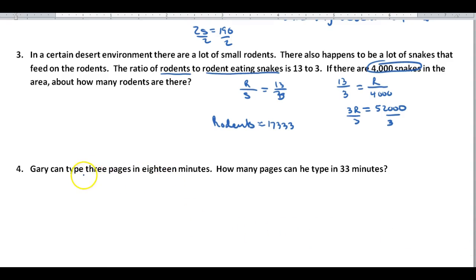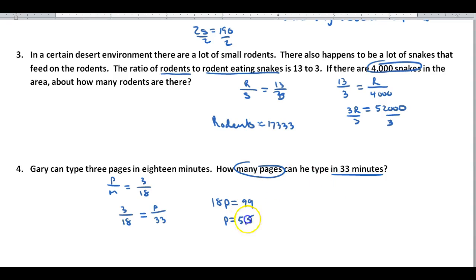Gary can type 3 pages in 18 minutes. So pages to minutes is going to be 3 pages, 18 minutes. So 3 over 18, how many pages? I don't know the pages here. That's what I'm looking for in 33 minutes. So cross multiply, 18p equals 33 times 3, which is 99. When you divide by 18, about 5.5 pages in 33 minutes.